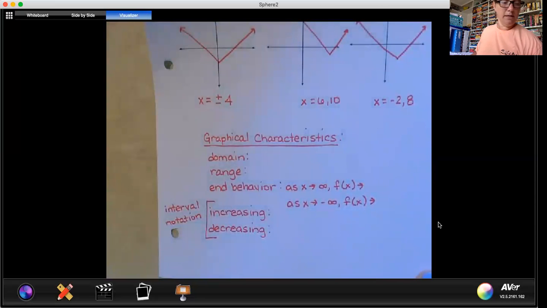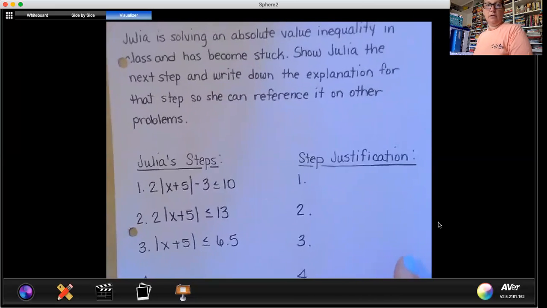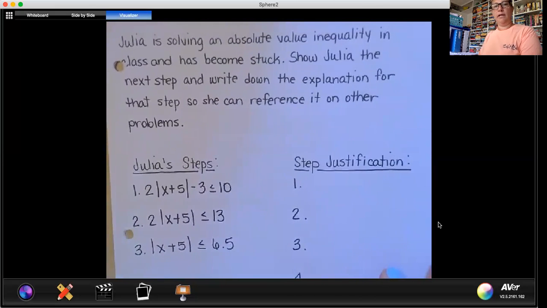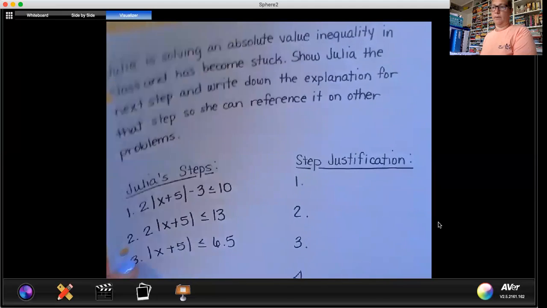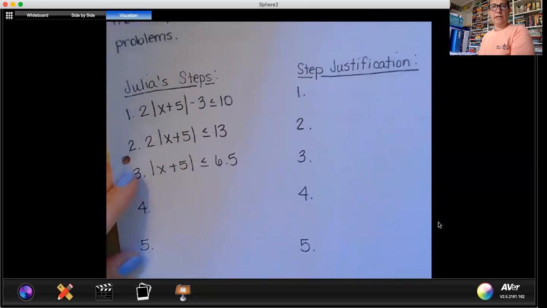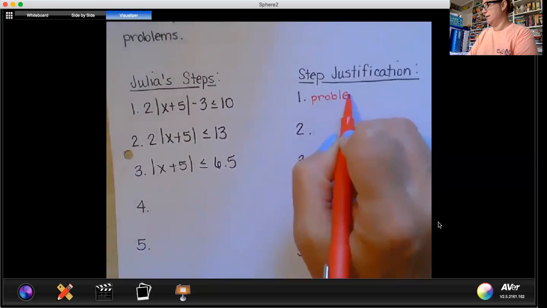All right, the next thing we're going to look at is a page that is a step justification. And the step justification is simply what's going on in the problem. Julia is solving an absolute value inequality in class and has become stuck. Show Julia the next step and write down the explanation for that step so she can reference it on other problems. All right, so number one is just the problem. It's what's given.